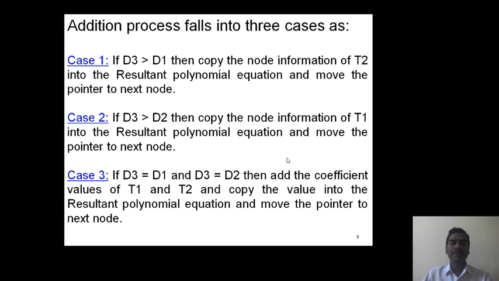Now case 3, if D3 is equivalent to D1 and D3 is equivalent to D2, the same degree is available. Now add the coefficient values of the first polynomial equation and the second polynomial equation. Then copy the resultant value into the result polynomial equation and move the pointer to the next node. Okay, so in such a way it is possible to apply the polynomial addition operation.